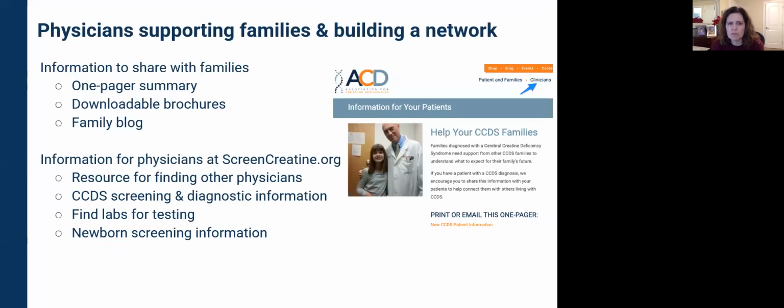We also support physicians by giving them materials to give to their families, by having brochures available, blogs available. Not all families want to join a support group and they prefer to remain quiet and on their own, but we have all these materials that the physicians can then give to the families. And we have materials for them as well to help find other physicians if this is their first patient, and to find labs that can do the appropriate testing.